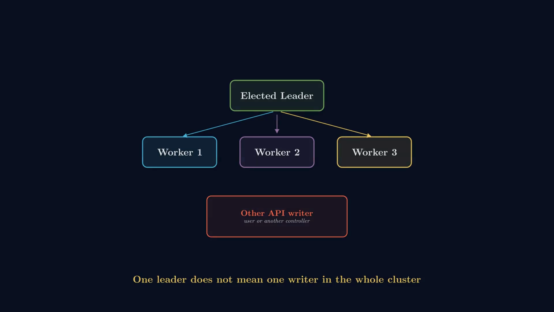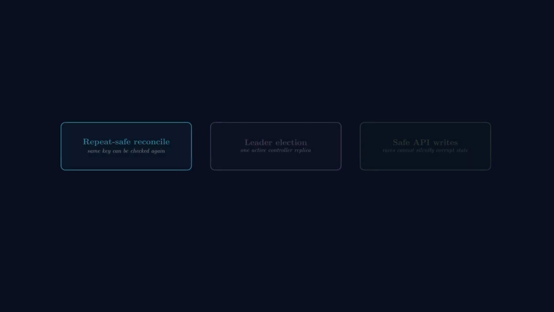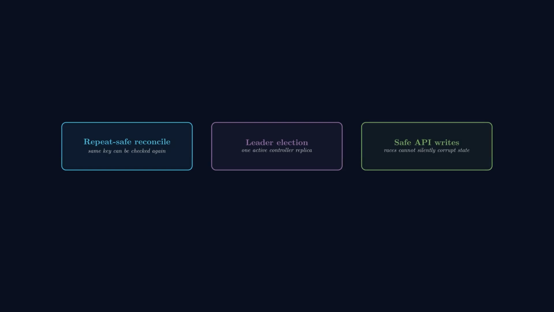We can now separate the three protections clearly. Repeat-safe reconciliation makes the same object safe to check again. Leader election decides which controller replica should actively run the protected work. Conflict-safe writes protect the cluster if two actors still reach the API server with competing changes. Each mechanism solves a different problem.